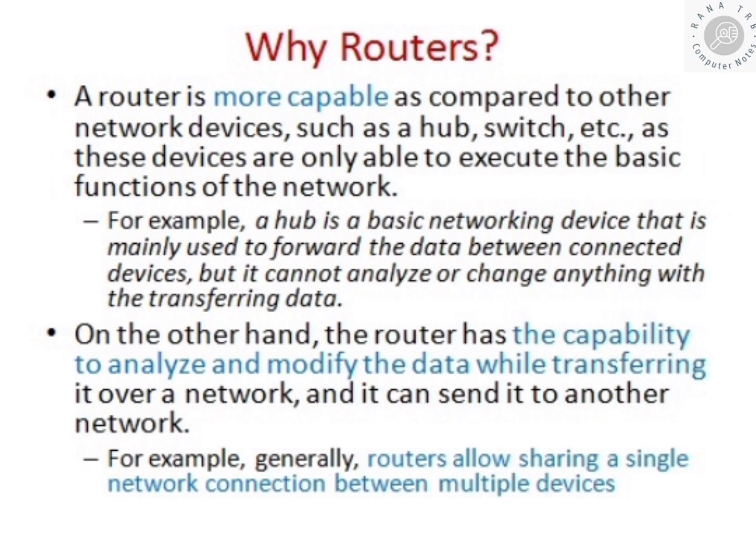Because it is more capable compared to other network devices like a switch or hub. The switch has a basic networking function of forwarding data between devices, but it cannot analyze or change anything while transferring the data. But the router has the capability to analyze and modify the data while transferring it over the network, and it can be sent to other networks. For example, a router allows sharing a single network connection between multiple devices.